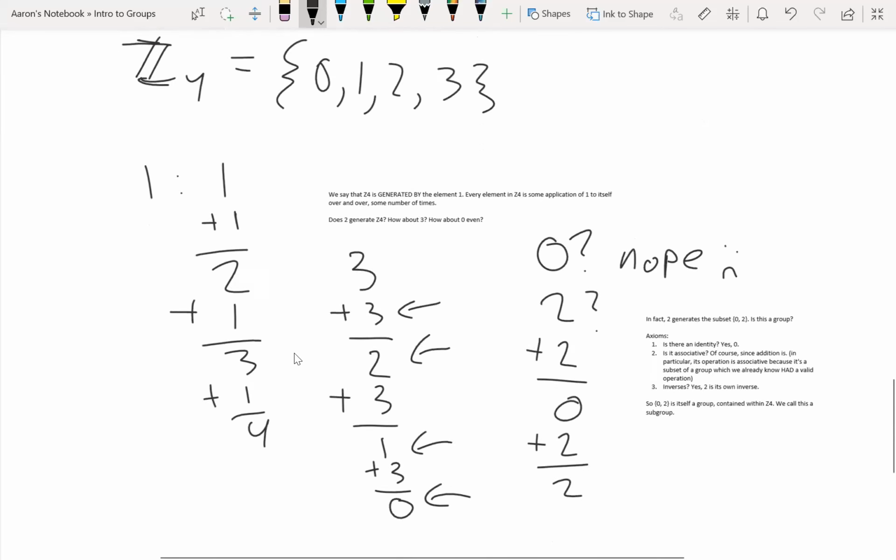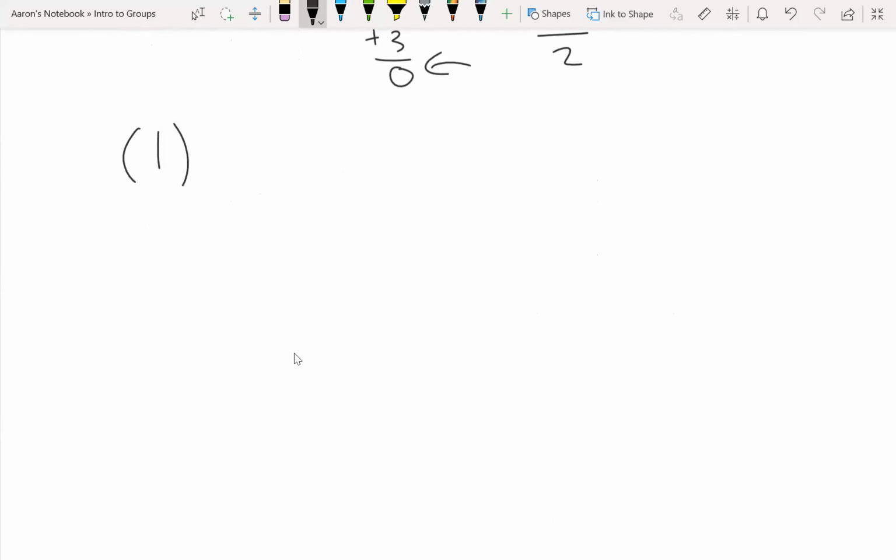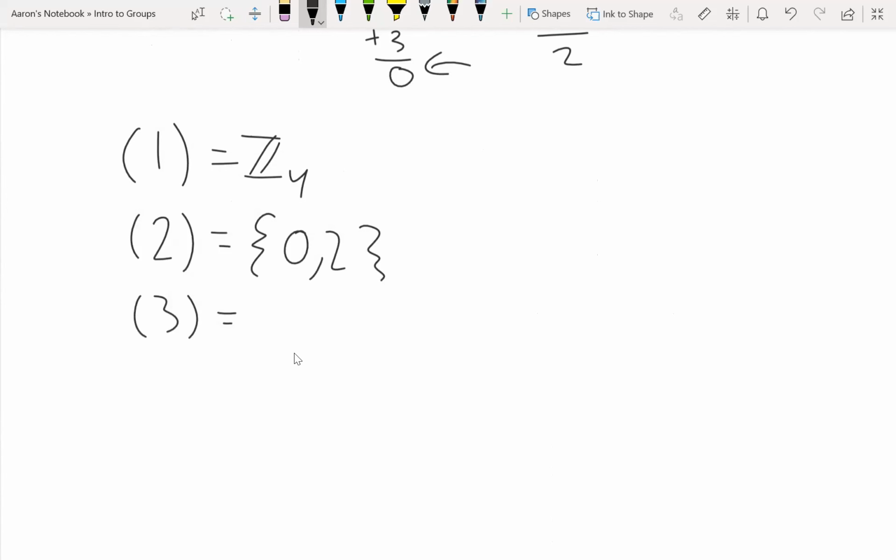So here, the cyclic subgroup generated by 1 is the whole thing. The cyclic subgroup generated by 2 is 0, 2. The cyclic subgroup generated by 3 is also the whole thing. And the cyclic subgroup generated by the identity is just the identity, which is the trivial subgroup, a trivial subgroup.